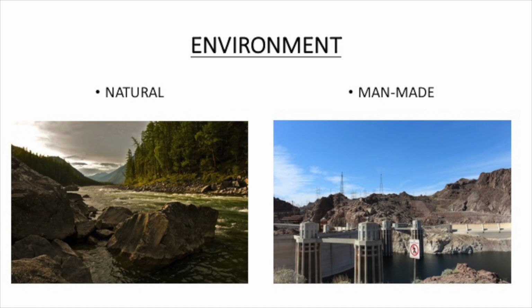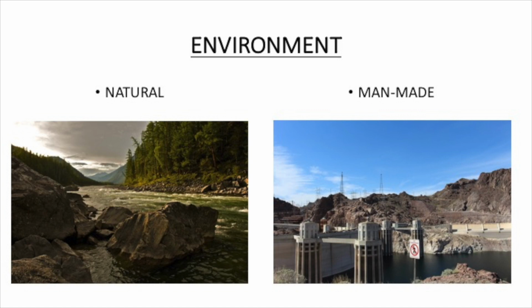And as we've looked already, another type of environment: natural, man-made. Yes, you can see here the river and the rocks. Did we have to make these things? No, they were already here. So that's what we mean by natural.